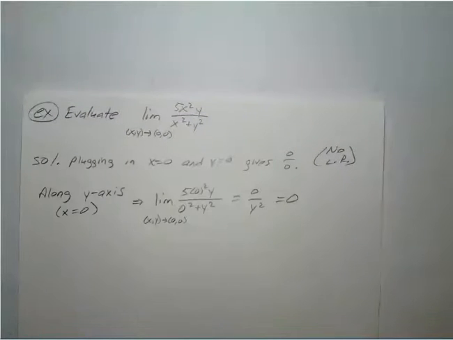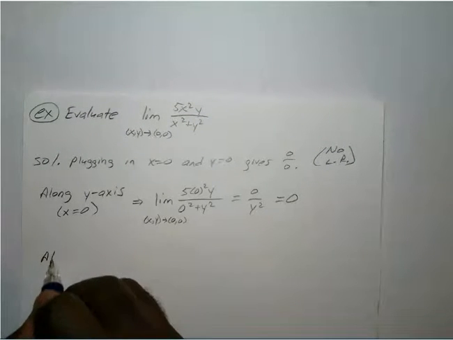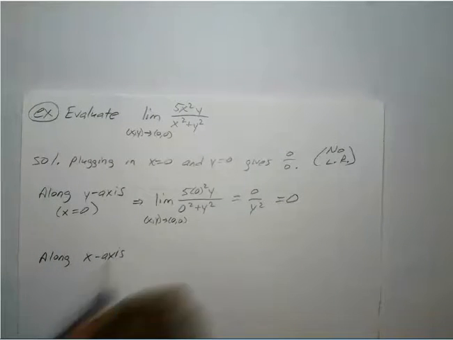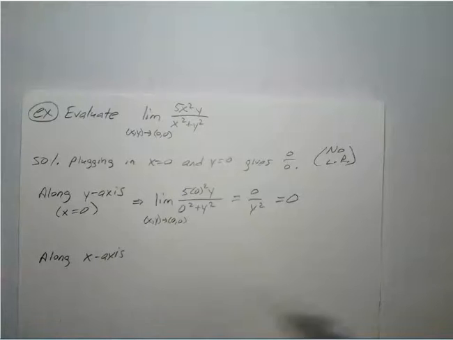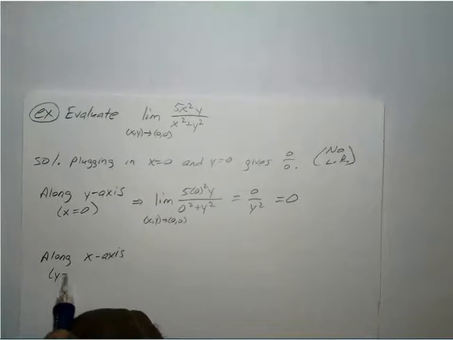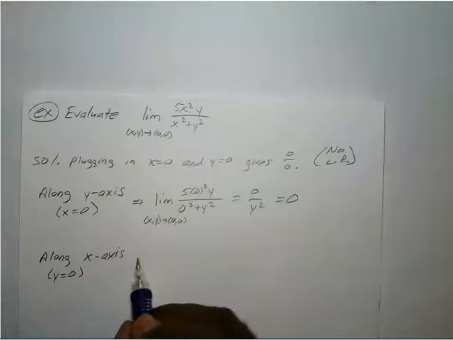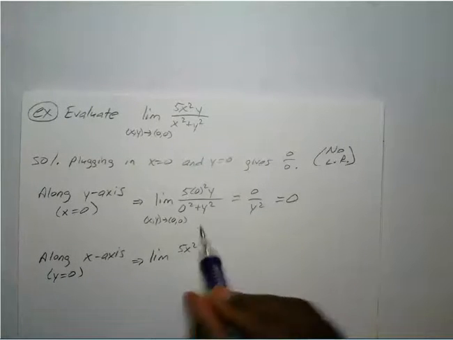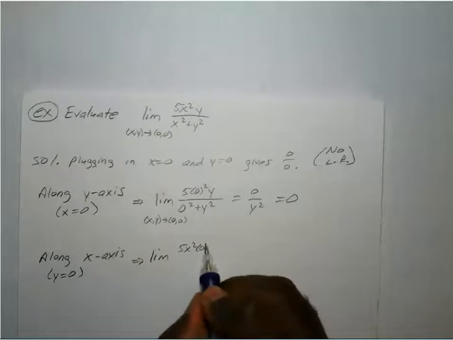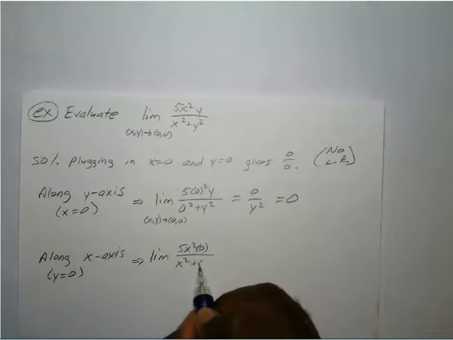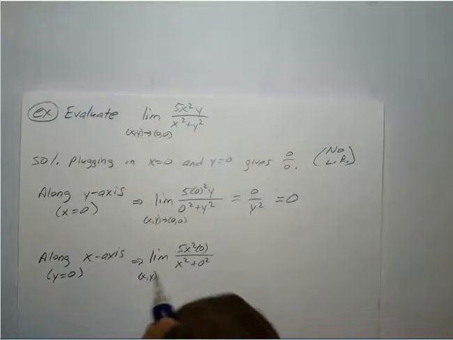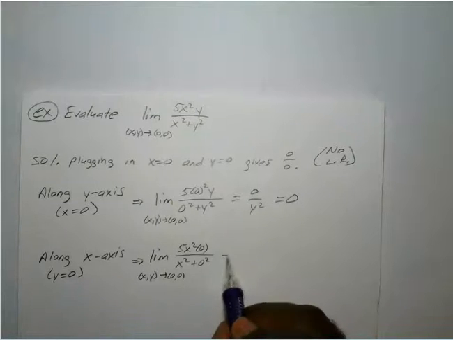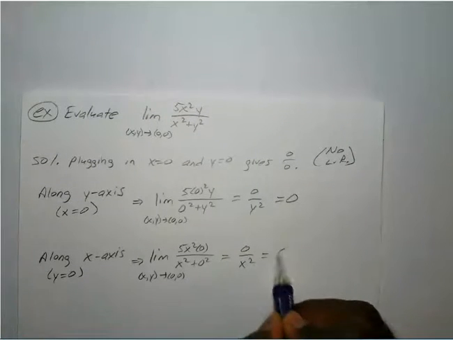Okay. Now, what if we decide to approach it along the x-axis? Remember, on the x-axis, that's just your y is equal to 0. So that just means the limit of 5x squared, turn y into 0, over x squared plus 0 squared as x, y approaches 0, 0. That's going to equal 0 over x squared, which is still 0.